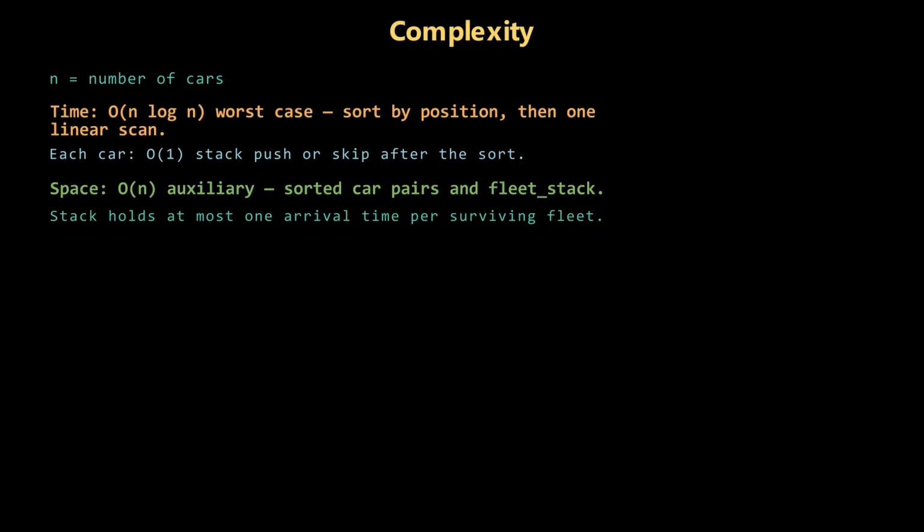Let n be the number of cars. Time is order n log n: sorting by position dominates, then we scan each car once with constant time stack pushes and skips. Space is order n for the sorted car list and the monotonic stack of arrival times.